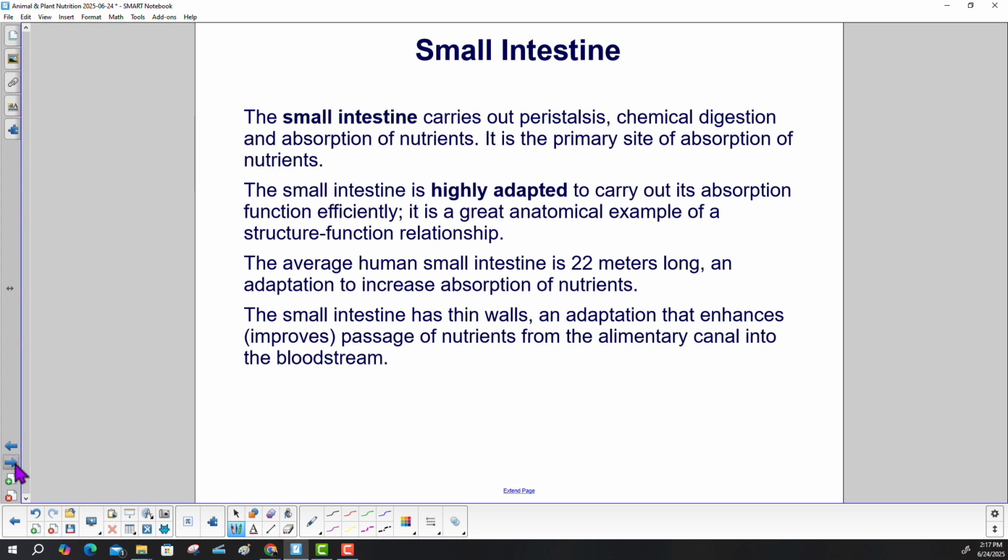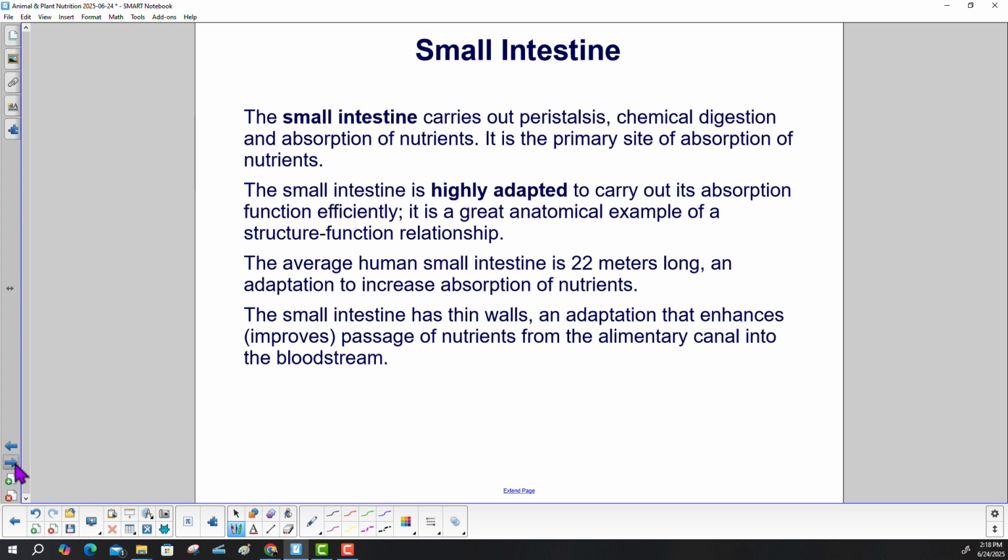The small intestine carries out peristalsis, chemical digestion, and absorption of nutrients. It is the primary site of absorption of nutrients. The small intestine is highly adapted to carry out its absorption function efficiently. It is a great anatomical example of a structure-function relationship. The average human small intestine is 22 meters long, an adaptation to increase the absorption of nutrients. The small intestine has thin walls, an adaptation that enhances, that is, improves, passage of nutrients from the alimentary canal into the bloodstream.